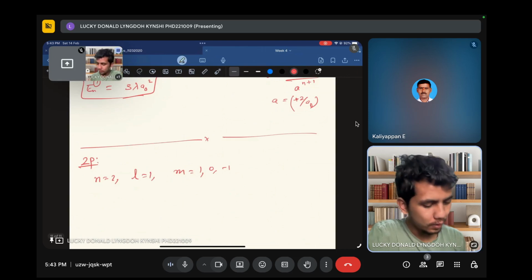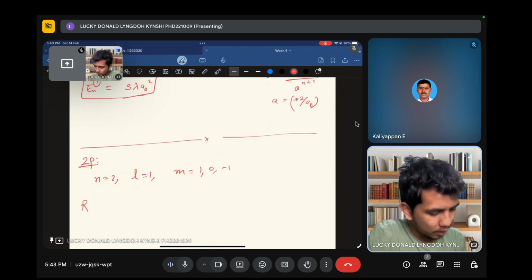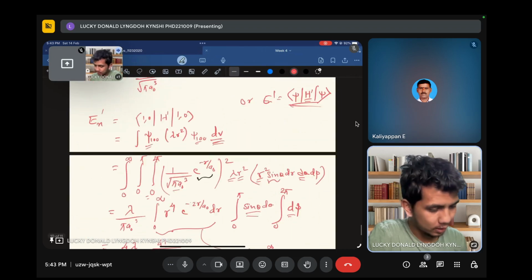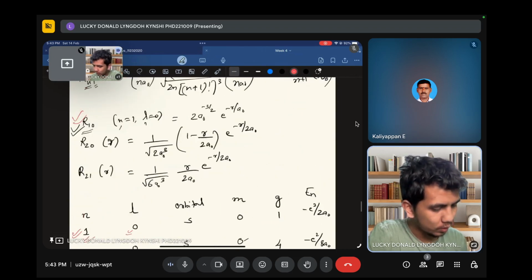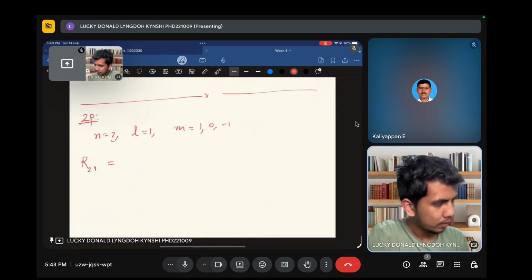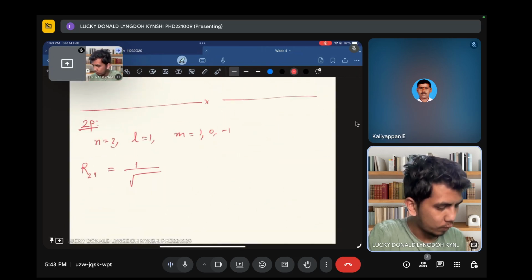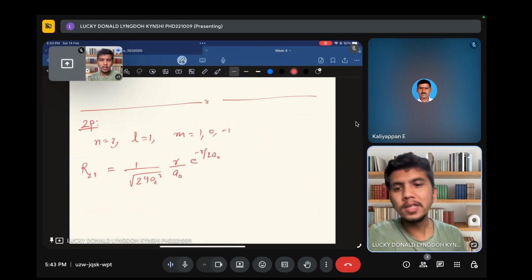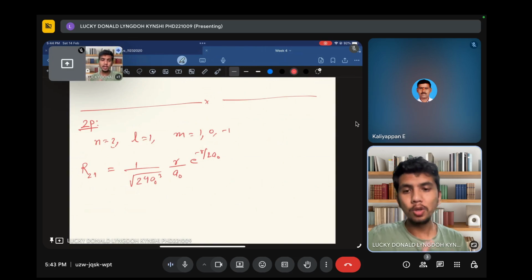Again you have to do the same thing. You have to first find the radial part, R n l, which here is R21. R21 I have given to you. R21 is this term, which will be equal to 1 divided by root over of 24 a naught cubed, r divided by a naught, e to the power minus r over 2 a naught. It is very helpful if you can relate the ground state energy to R00, R21, R11 and so on. It will be very helpful while solving the numerical problems.